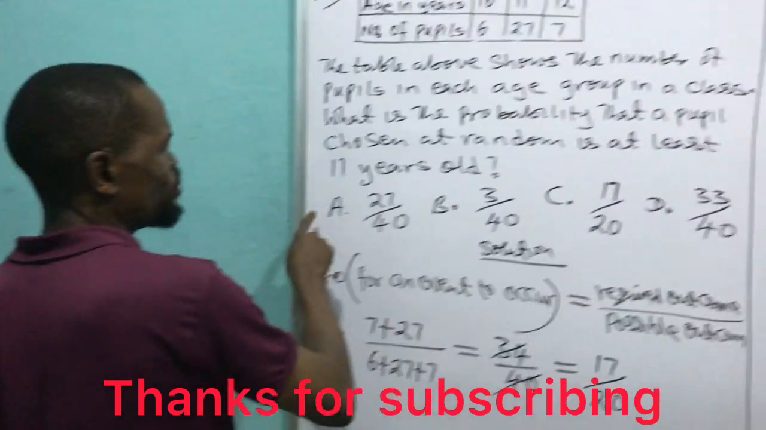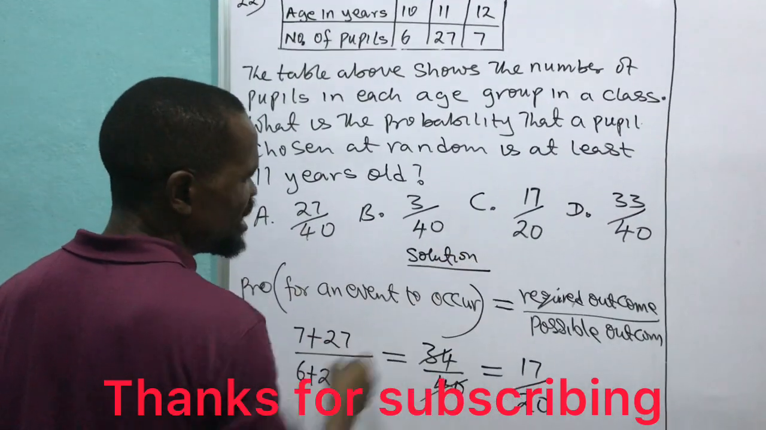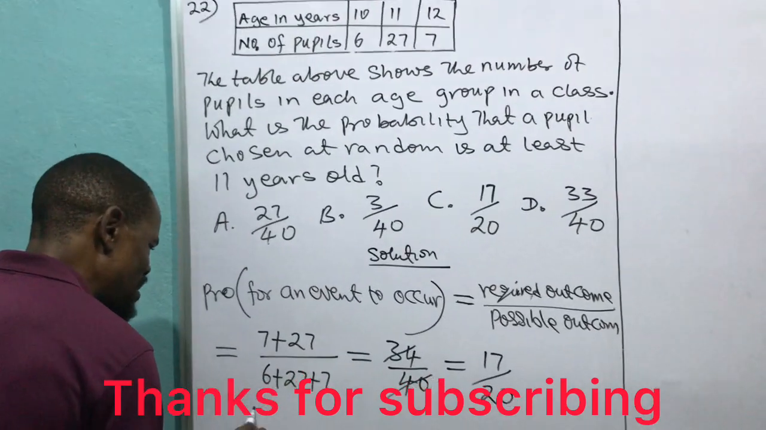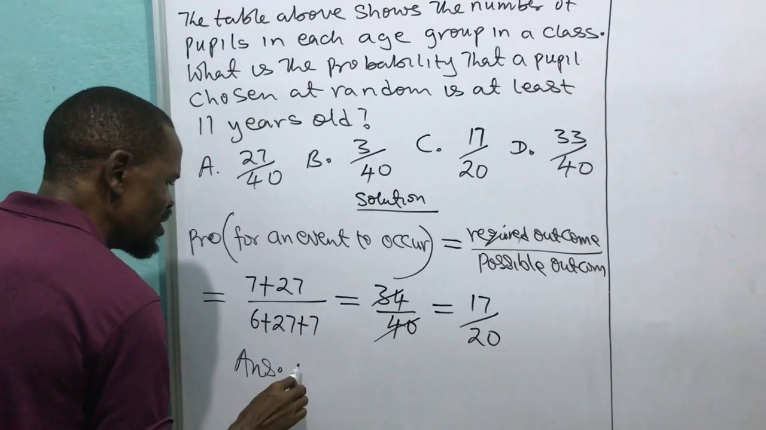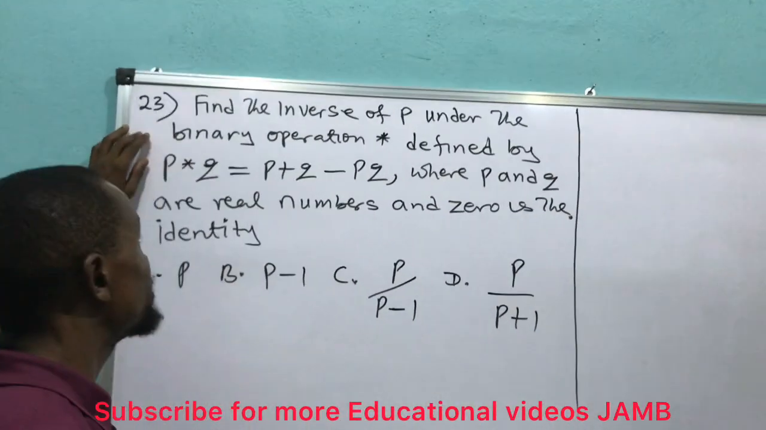I will go to my options. Option A is not correct. Option B is not correct. Option C is the correct answer. My answer is option C.